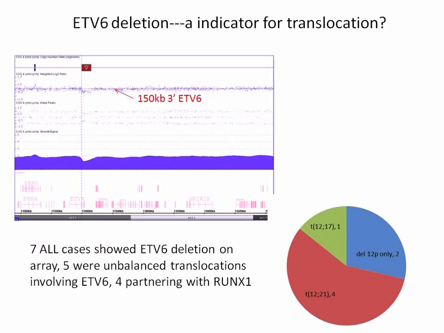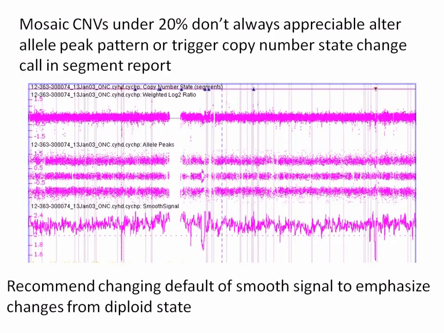So we just did a very small series at the time that I made this slide, and we just had seven cases that showed ETV6 deletion on array. We did ETV6 break apart FISH and also the 12;21, and five of them were really unbalanced translocations that involved an ETV6 rearrangement. Four of them partnered with RUNX1. Two of them were not associated with ETV6 translocations. But that's just another example of thinking about when your copy number changes could be indicative of rearrangements.